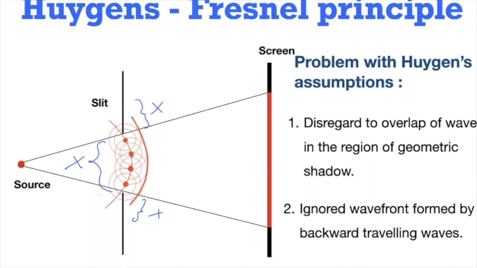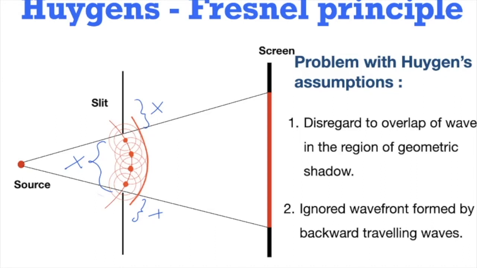The second problem was, he ignored the wavefront formed by backward traveling waves. So it only considered the forward movement of the wavefront. For this, Fresnel, with the help of Kirchhoff's mathematical formulation, introduced the term called the obliquity factor, which said that it is proportional to 1 plus cos theta, theta being the angle made with the x-axis.